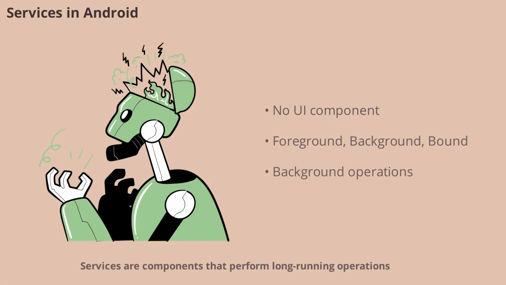Services are components that perform long-running operations in the background without a user interface. There are three types: foreground with notification, background limited in newer APIs, and bound client-server interface. Services are essential for tasks like music playback or data syncing.